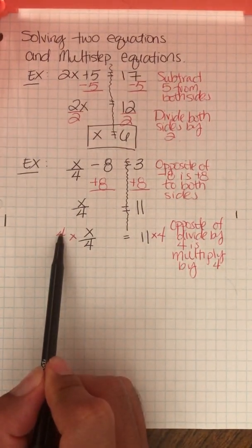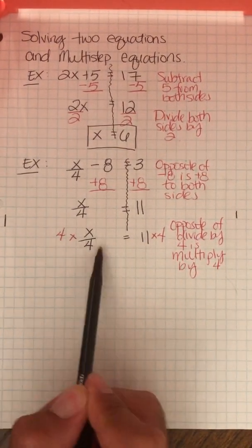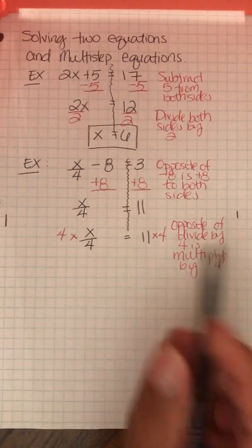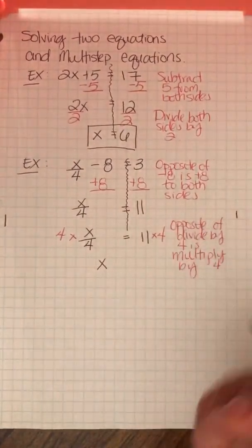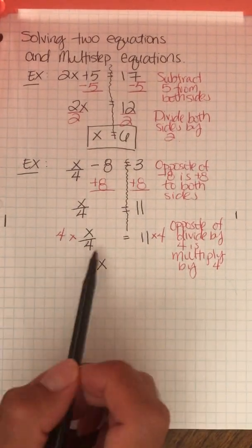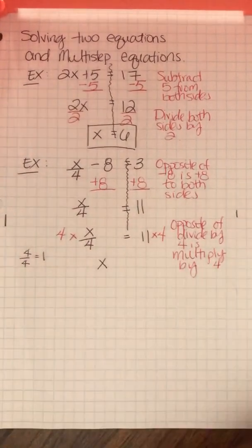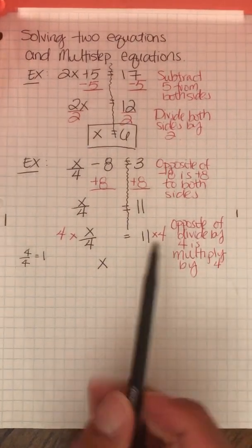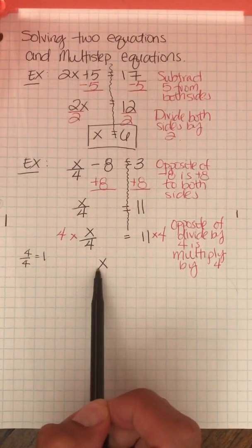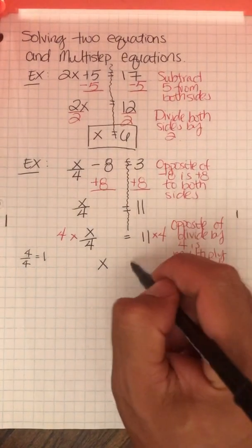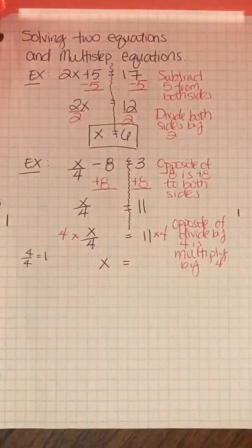Four in the numerator and 4 in the denominator, ladies and gentlemen, is going to reduce to 1. Right? For those of you who are having trouble seeing that, that's the same thing as saying 4 over 4, and we know 4 divided by 4 is simply 1. We don't necessarily have to write the 1 in front of the x, it's already implied. And 11 times 4 is 44.